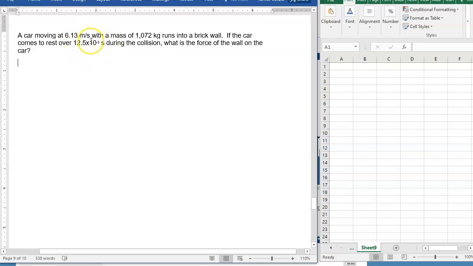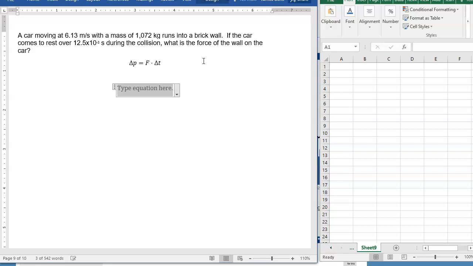All right, so we have time. We're asked about force. We know we have momentum when we start, and it goes to zero because the car is coming to a stop when it hits the brick wall. So we're talking about impulse here, right? So, from impulse, the change in momentum equals the force that's applied over some amount of time.